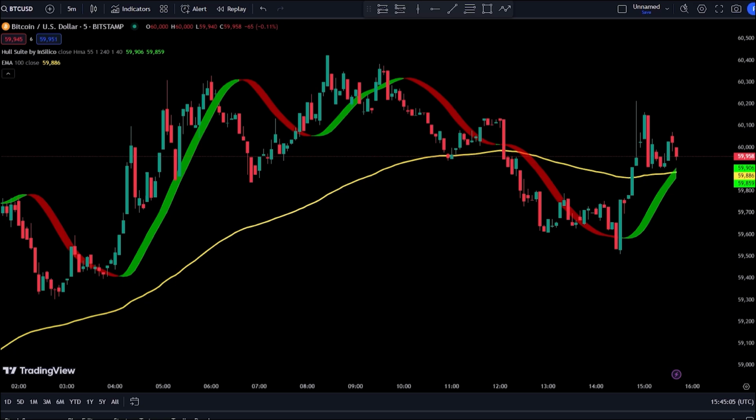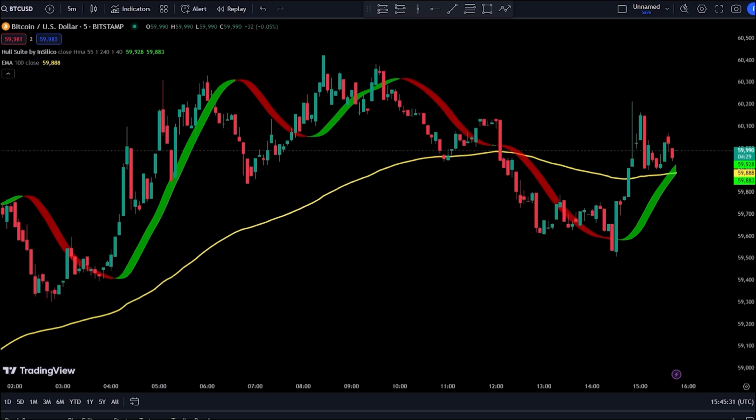The EMA indicator will be used as a trend guide in the market. If the price candlestick is above the EMA, then it's a sign of a bullish trend, and the main focus is to look for the best points to place buy orders. On the other hand, when the candlesticks are below the EMA, it shows a bearish market, and we just search for sell positions.